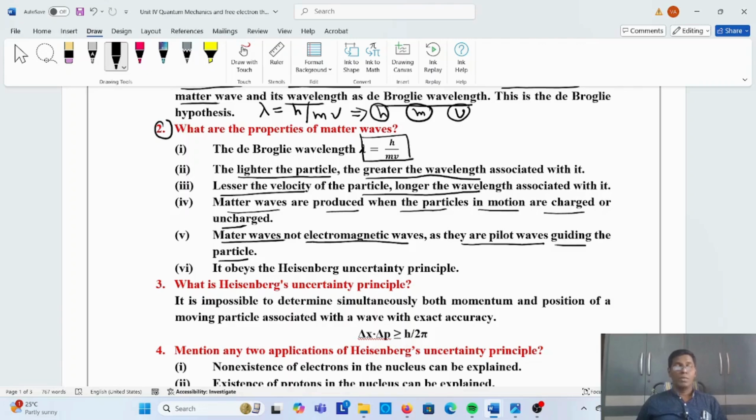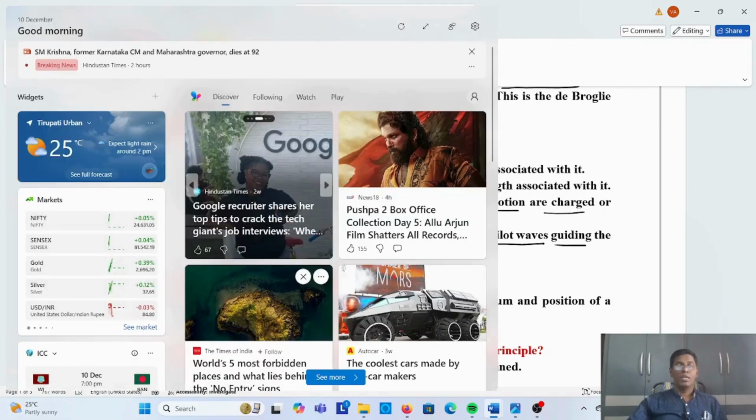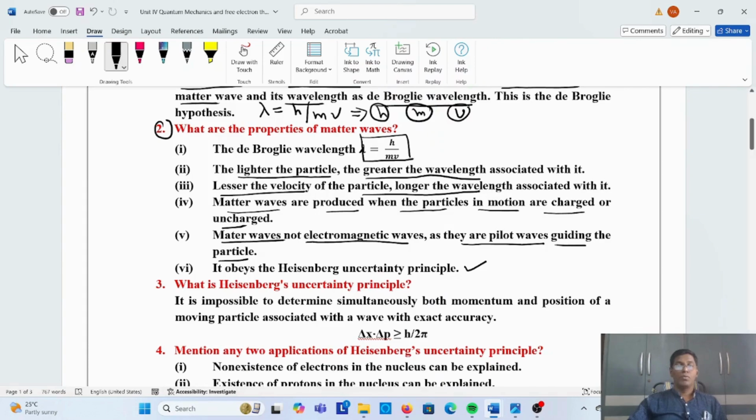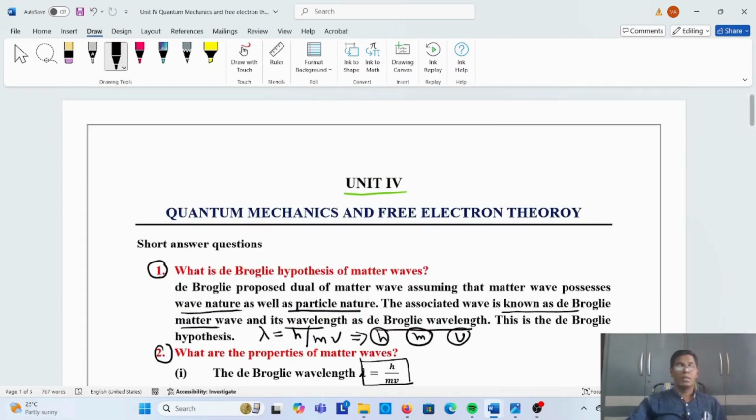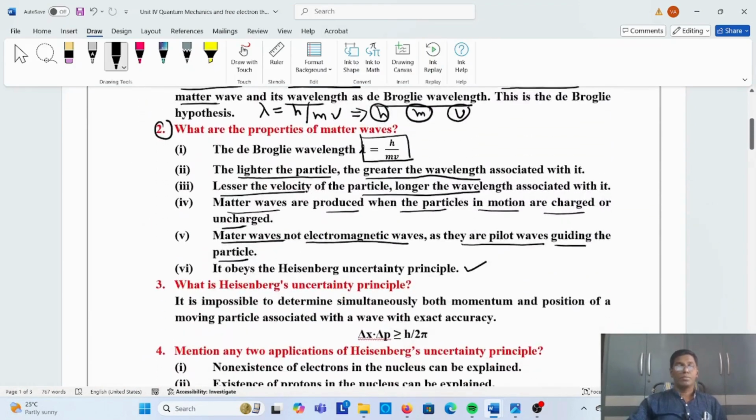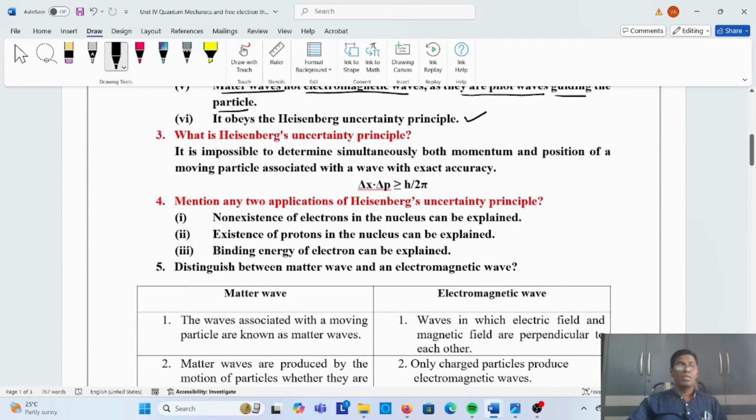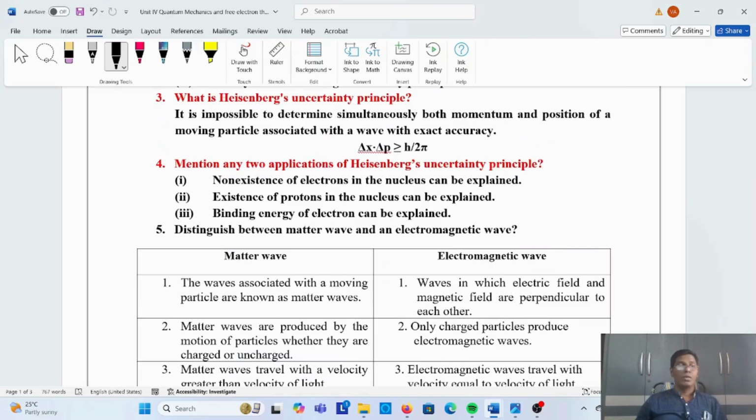Here the last property of the matter wave is, matter waves obey the Heisenberg uncertainty principle. Now we will focus on the meaning of Heisenberg uncertainty principle. So what is Heisenberg uncertainty principle? It is impossible to determine simultaneously both momentum and position of a particle associated with a matter wave, which is known as Heisenberg uncertainty principle. The same sentence written as an equation is delta x into delta p greater than or equal to h divided by 2 pi.